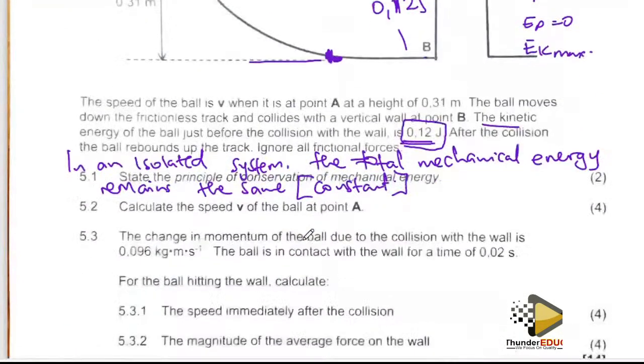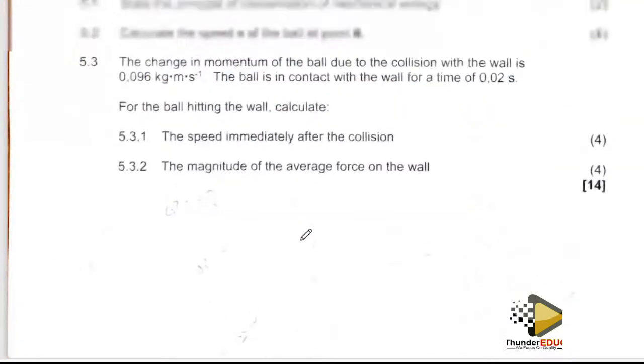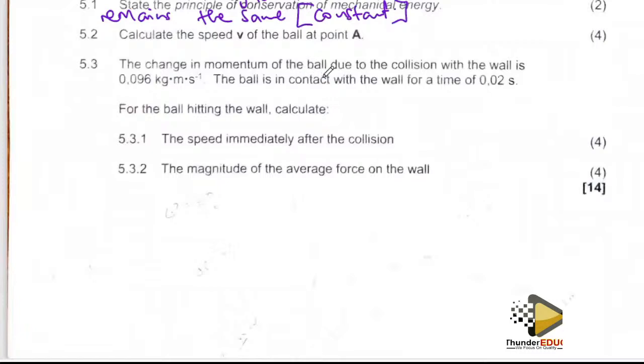5.2. Then 5.3, they're telling us that the change in momentum of the ball due to the collision with the wall is 0.096 kilogram meters per second. Change in momentum, it's like the impulse. And the ball is in contact with the wall for a period of 0.02 seconds. So for the ball hitting the wall, can you calculate the speed immediately after the collision? The speed immediately after the collision.